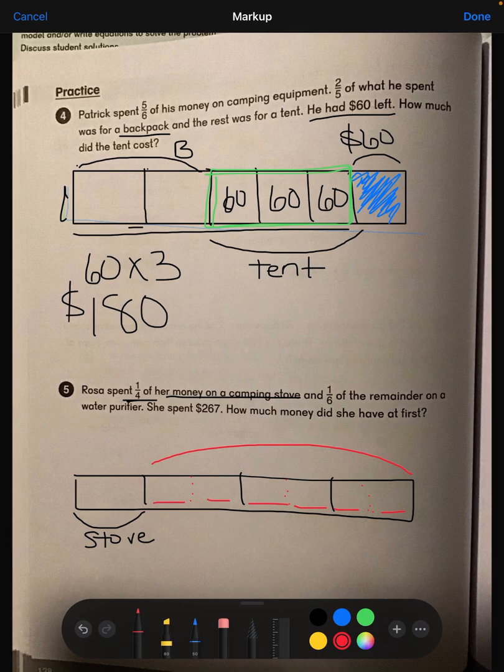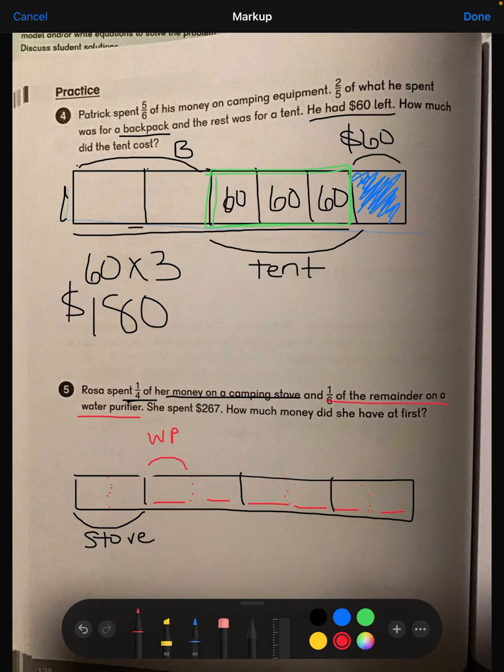And in order to actually solve the problem, because we're working with multiplication and division, we need to make sure that the stove is broken into more than one unit as well. We want them to be the same size units so that we can actually solve the problem. All right, so remember she said that 1/6 of the remainder was for the purifier. So I'm going to put WP for water purifier, 1/6 of that.